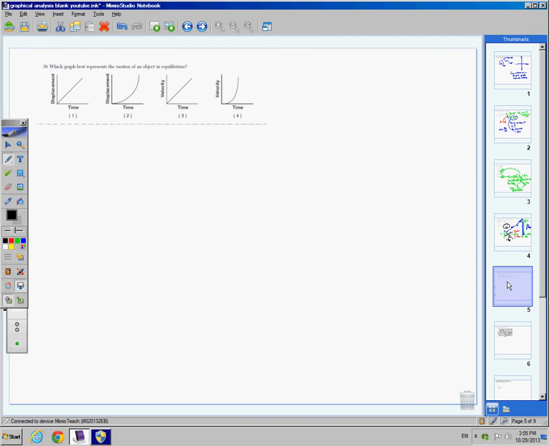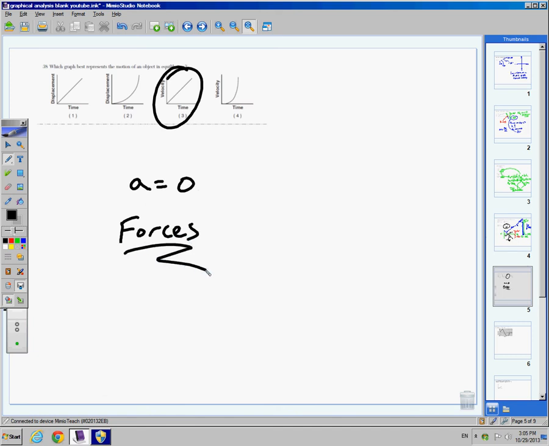Question 38, which graph best represents the motion of an object in equilibrium? This is really not for this test, so I'll just quickly go over it. The answer happens to be number 3, and the reason why is because the acceleration equals 0. And when we talk about motion, we talk about forces, and we're just studying forces in this class, so I'm not really going to spend too much time. But if you have an equilibrium, or an object in equilibrium, the net force must equal 0 newtons.